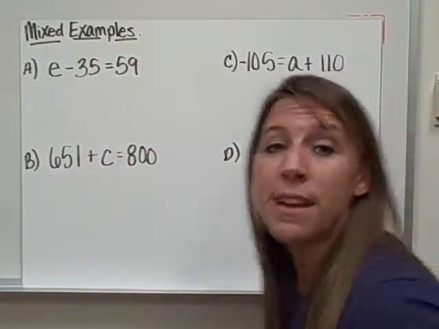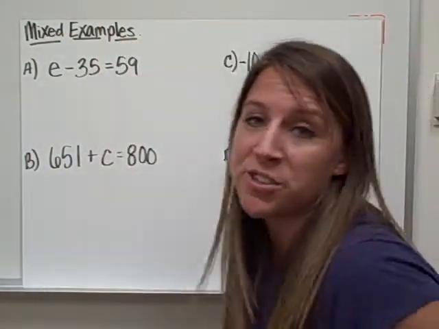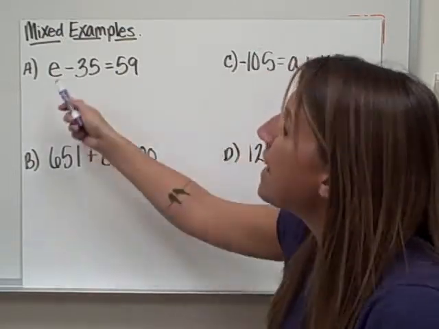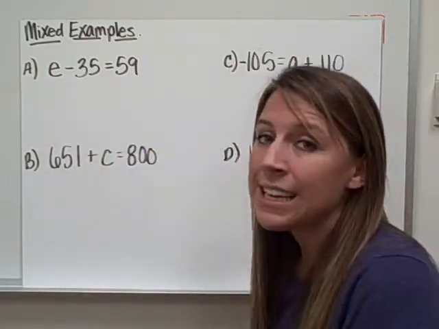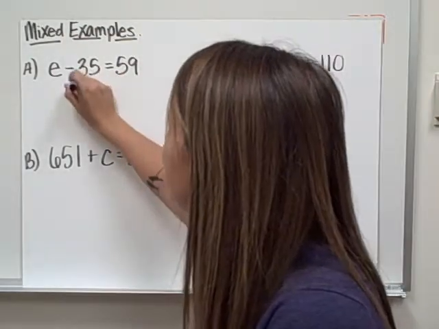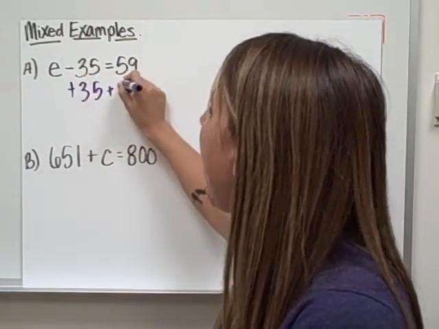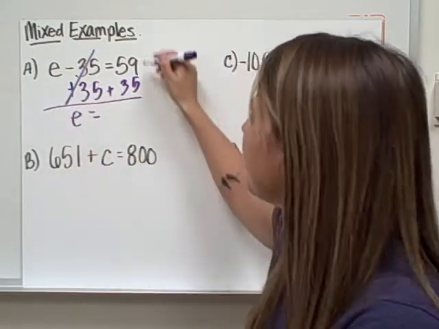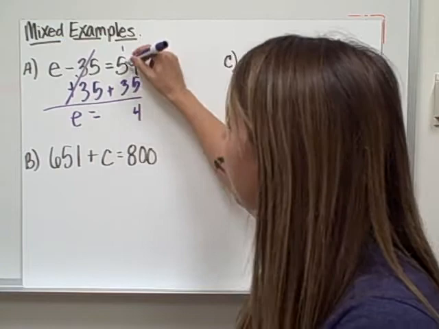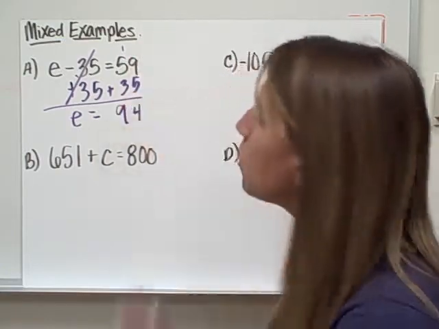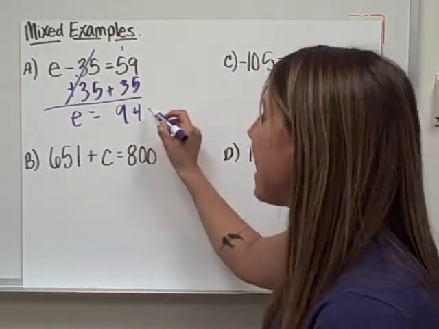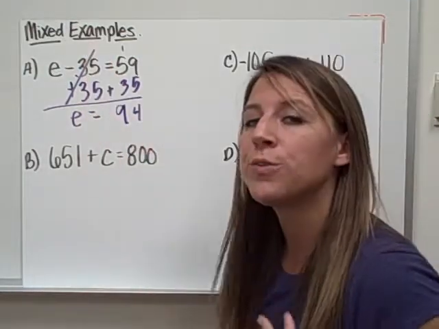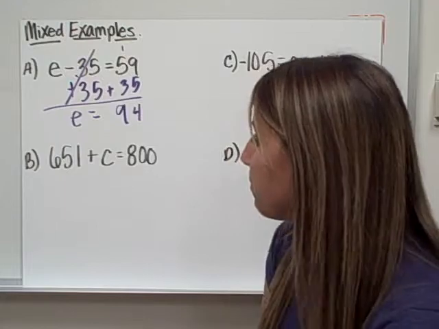And now, just so I can make it a little bit more challenging for you, I've mixed up addition and subtraction in 4 examples, so you'll be well prepared. If e minus 35 is 59, the opposite of subtraction is addition. So we're going to add 35 to both sides. This leaves me with e equals 94. If you weren't sure, plug it in for e, say 94 minus 35 equals 59, and you have got the right answer.